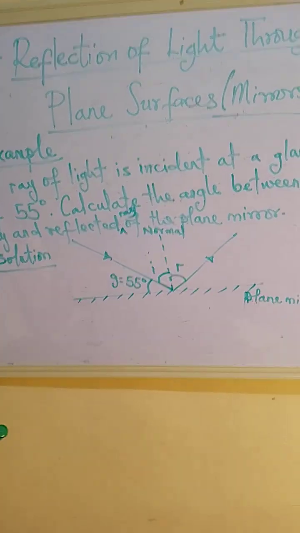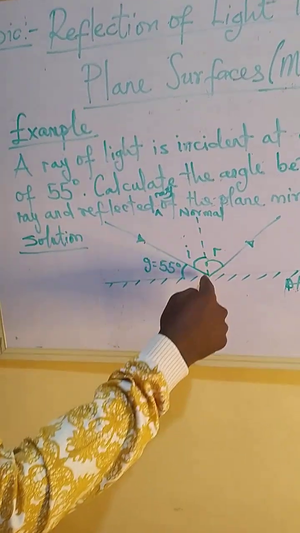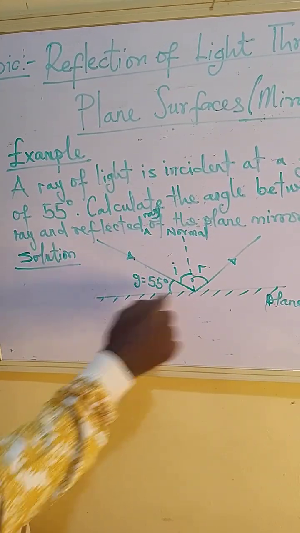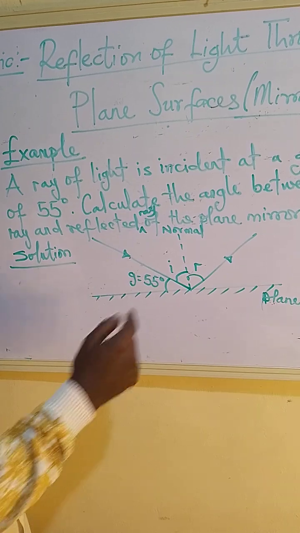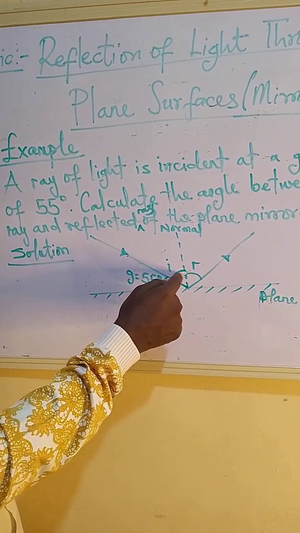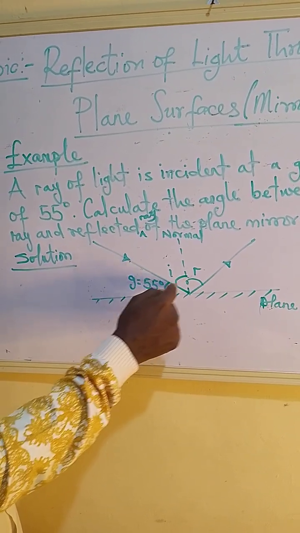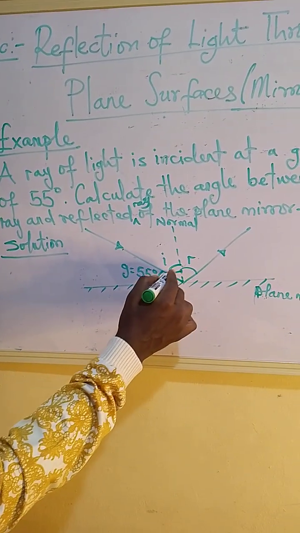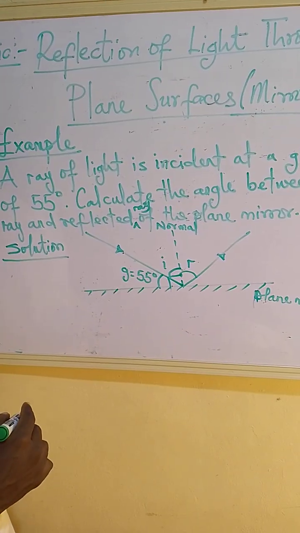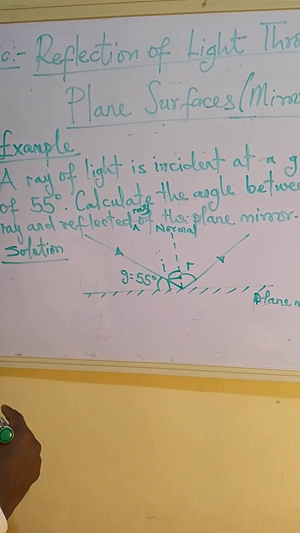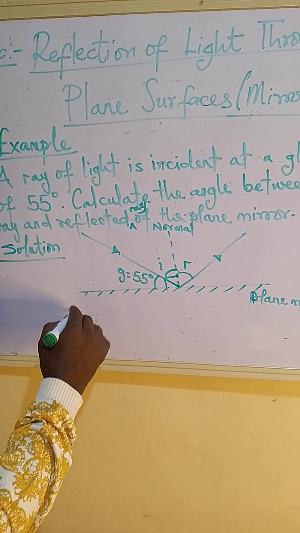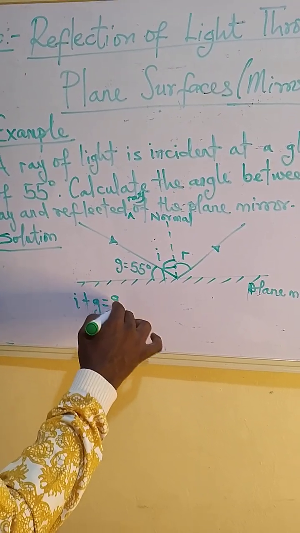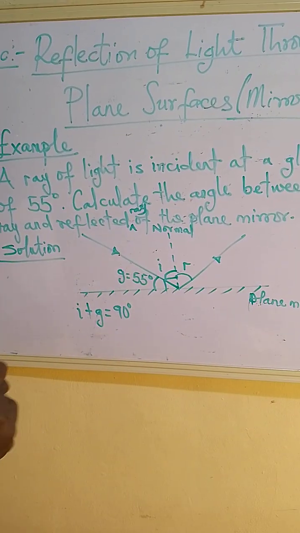Since the normal makes a perpendicular angle with the plane surface of the mirror, that tells us that both the angle of incidence plus the glancing angle will give what? 90 degrees. So that is the first thing you get from there. That means that my angle I plus angle G is equal to 90 degrees, based on the normal.